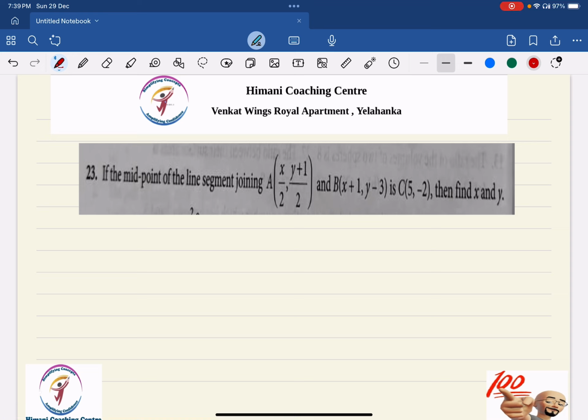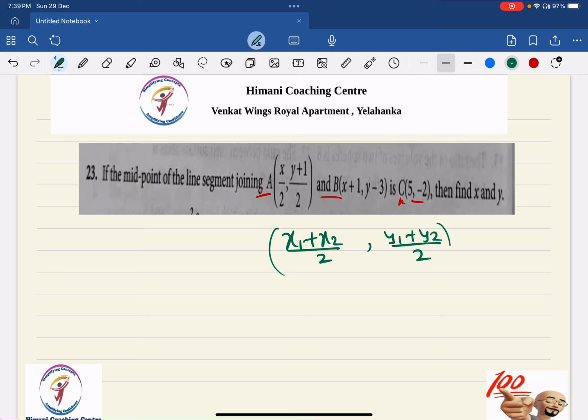Here the question says: if the midpoint of the line segment joining A and B, where the coordinate of A is (x/2, (y+1)/2) and B is (x+1, y-3), and the midpoint is C (5, -2), then find x and y. So what is the rule for midpoint? Midpoint is (x1 + x2)/2 and (y1 + y2)/2.